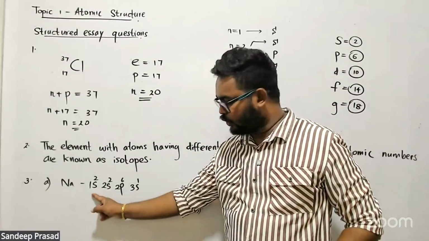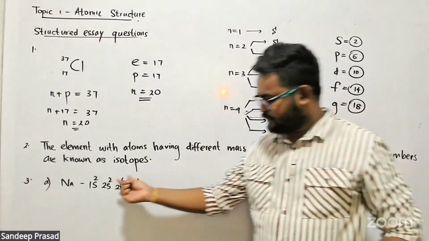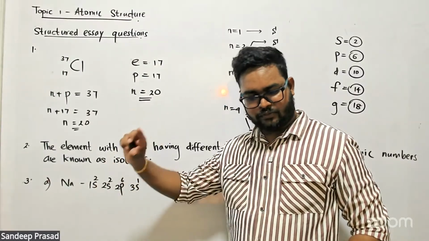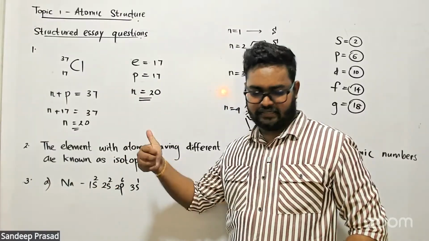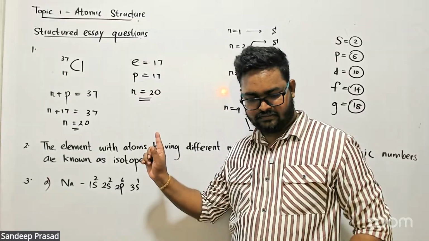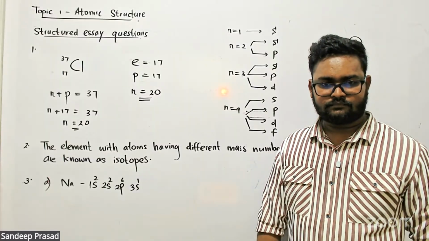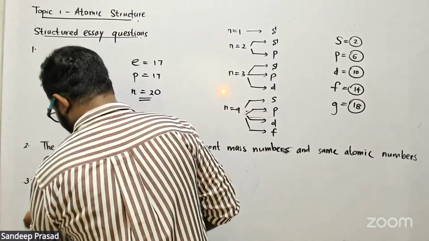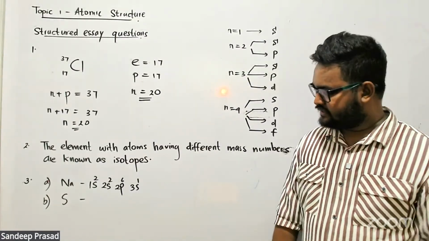So therefore, electronic configuration for sodium is 1s2, 2s2, 2p6, 3s1. In the first principal energy level, there is a sub-energy level containing 2 electrons. In the second principal energy level, there are 2 sub-energy levels known as S and P. S is containing 2 electrons, P is containing 6 electrons. Third principal energy level, S is containing, in this way. What is the electronic configuration for sulfur then? You just try that.